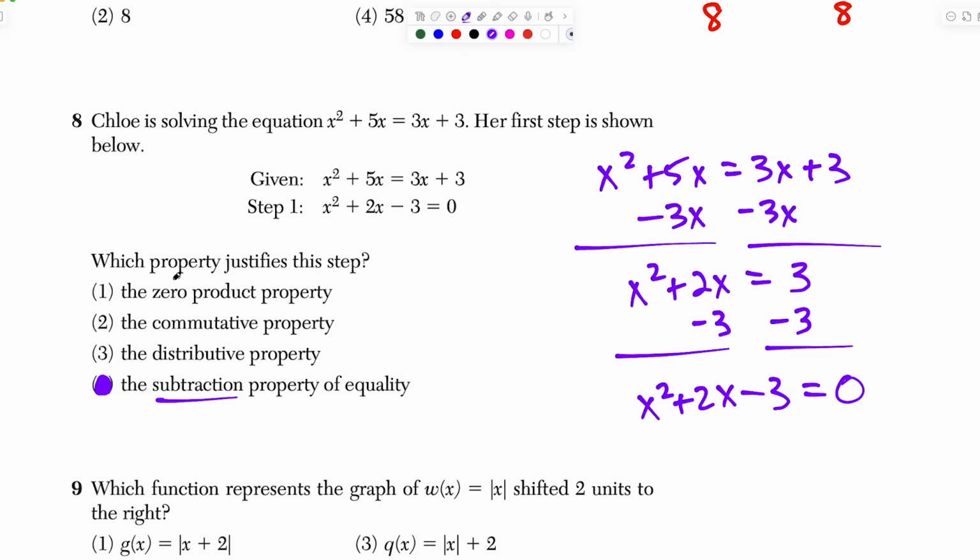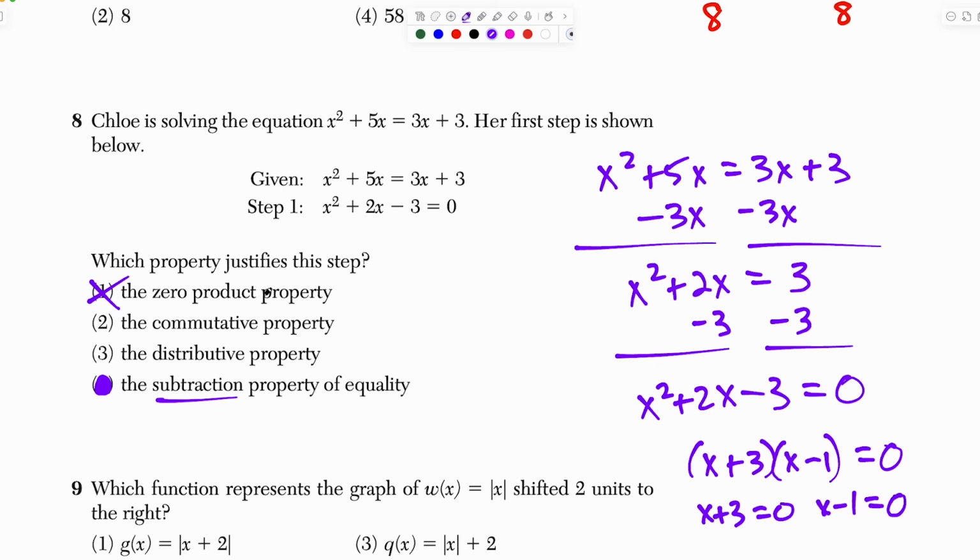It's not the zero product property, because this would justify why, if we were to factor this, let's say we went an extra step and did x plus 3 times x minus 1 is equal to 0, we are allowed to say x plus 3 equals 0 and x minus 1 equals 0. So this would be going further along in the process, where we would use the zero product property.